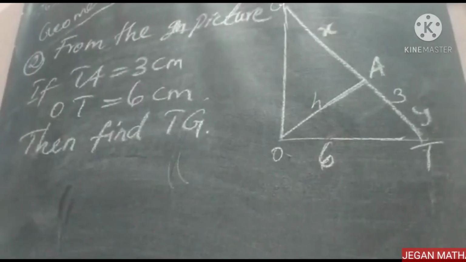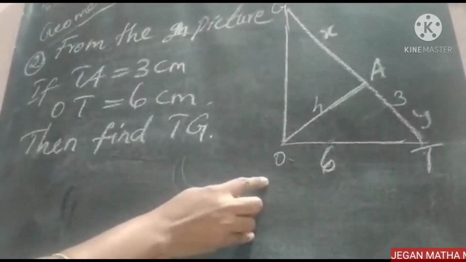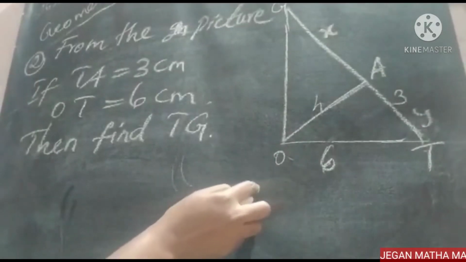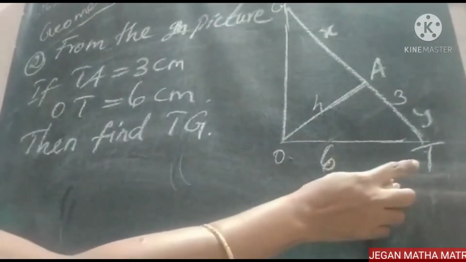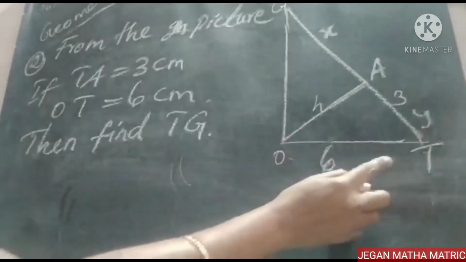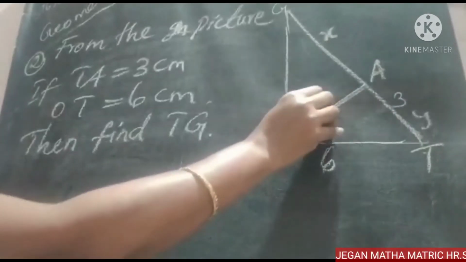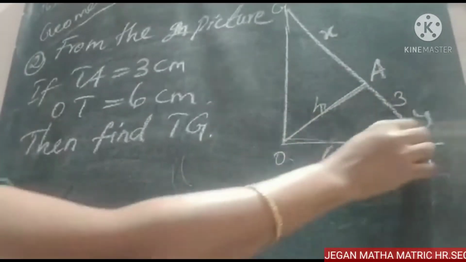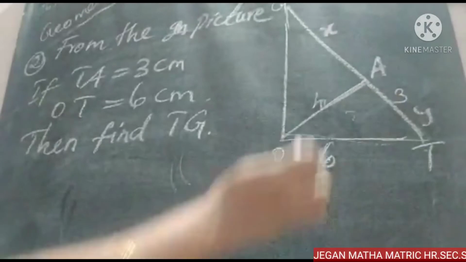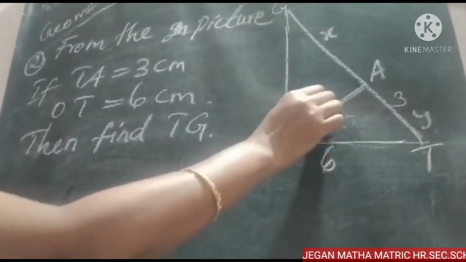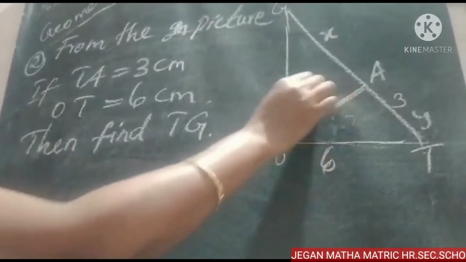Now let us see the second sum. See the given picture. From the given picture, you have to find the value. Given TA is 3 centimeter, OT is 6 centimeter. You have to find the H first. Here is one right angle triangle; by using the Pythagoras theorem, you have to find the H value first.